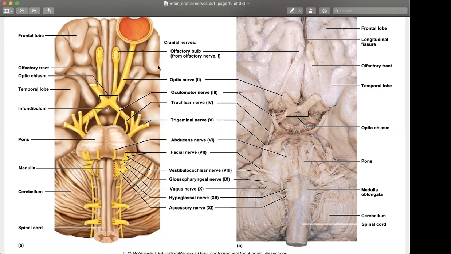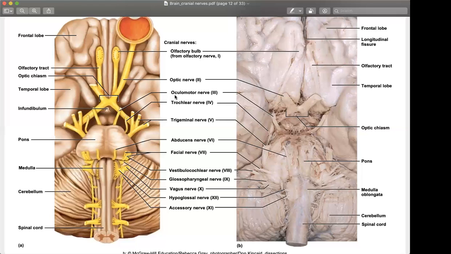But I feel like if you know the name, it'll tell you something about what each of these nerves does. The olfactory bulb is your sense of smell. If you notice, it goes up underneath the frontal lobe. It hangs in the roof of your nasal cavity, and that's where you pick up smell. The optic nerve is the sense of sight that comes from the eyes, and some of those fibers cross to the opposite side at the optic chiasm.